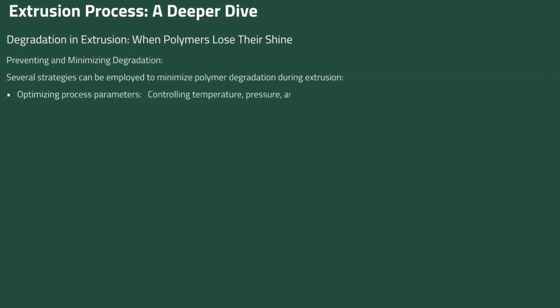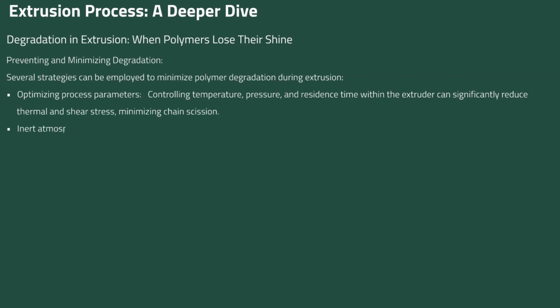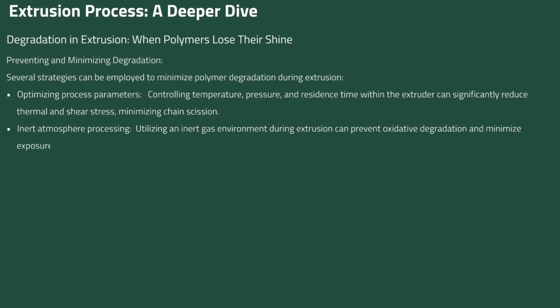Optimizing process parameters. Controlling temperature, pressure, and residence time within the extruder can significantly reduce thermal and shear stress, minimizing chain scission. Inert atmosphere processing. Utilizing an inert gas environment during extrusion can prevent oxidative degradation and minimize exposure to oxygen.